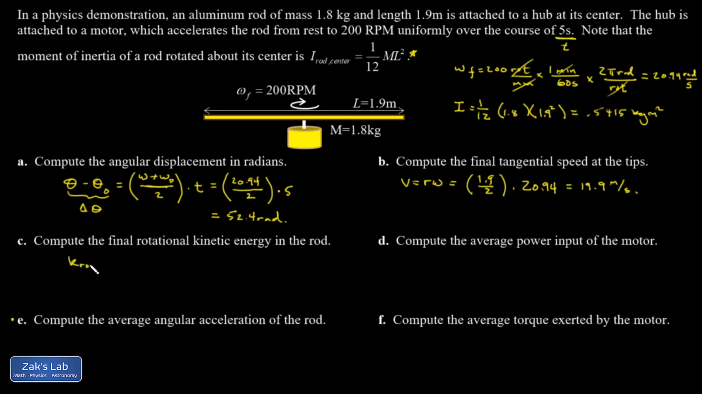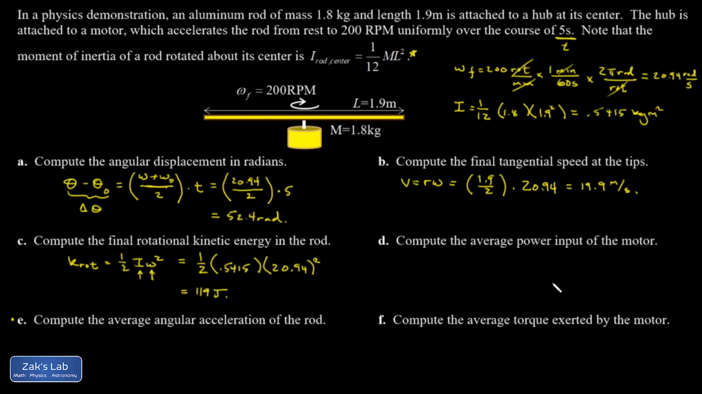In part C, I want the final rotational kinetic energy in the rod. And rotational kinetic energy is given by 1/2 I omega squared. Again, in rotational dynamics, the moment of inertia plays the role of mass. And of course, angular velocity would play the role of velocity, or angular speed plays the role of speed. So this looks just like 1/2 mv squared. I already have I. I already have omega. When I crunch those numbers, I get 119 joules of energy.